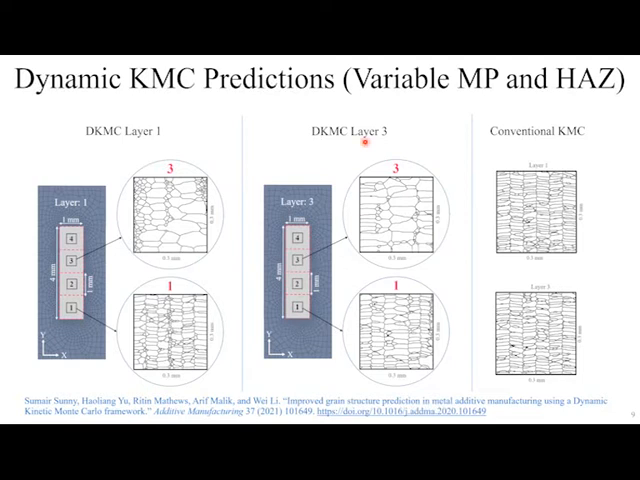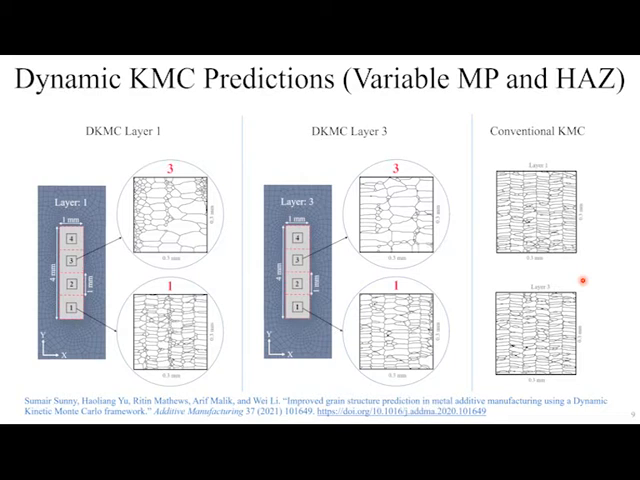Now, if we look at the third SLM layer, again those two locations, 1 and 3, there again you see big differences in the grain structure. And if we compare these results to the conventional kinetic Monte Carlo grain structure prediction, which doesn't account for the heat accumulation, you'll get the same grain structure regardless of which location in the layer you're looking at, again because the heat accumulation is not taken into account. So these results were published in Additive Manufacturing last year.